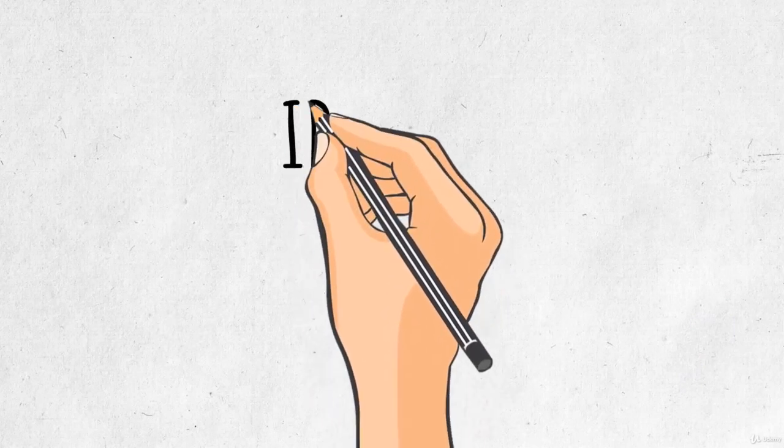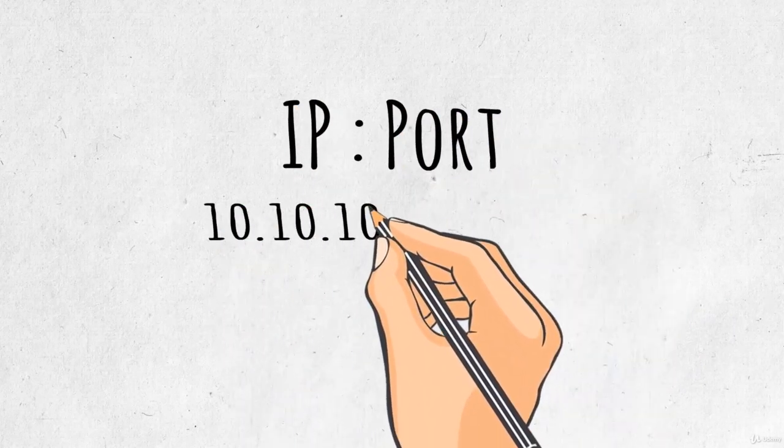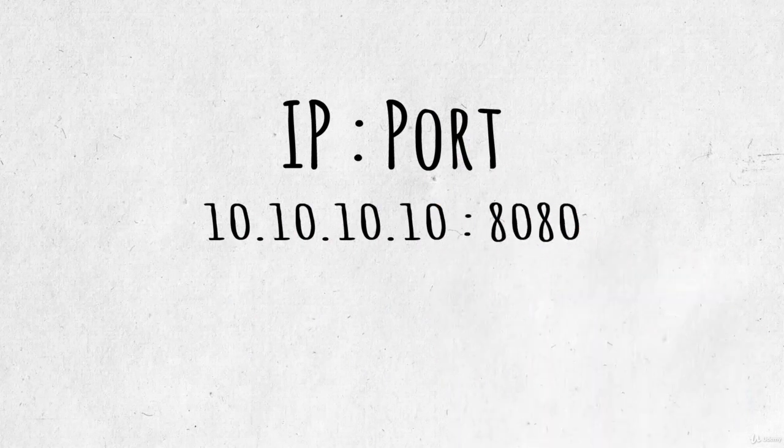Now let's understand some basic concepts about port and IP address. I'm not going to go in deep, but an IP address looks like this. So there are four sections of an IP address. You can just Google and learn more about IP addresses.